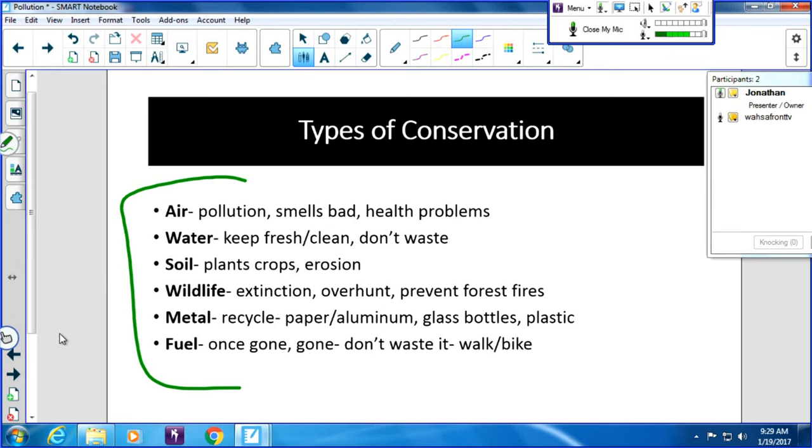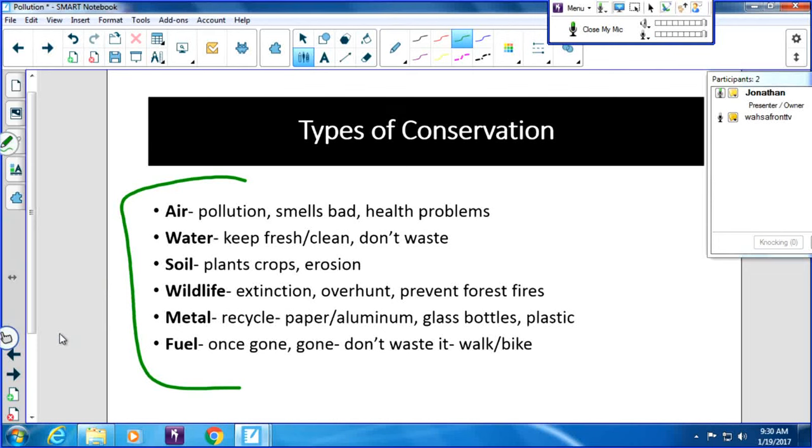So, air conservation. Well, we need to protect the air that we breathe. We need to eliminate pollution. It stinks, it smells bad, and it's bad for our health. So again, keeping our air clean. Class, what do you think are some examples of how we can keep our air clean? Well, try to eliminate garbage, try to not drive as much, plant more trees, all ways to conserve.